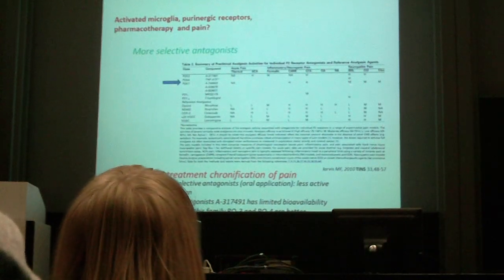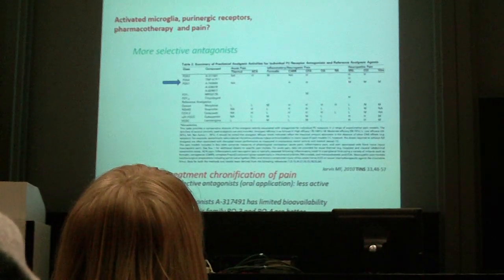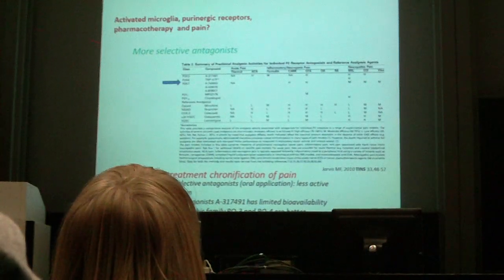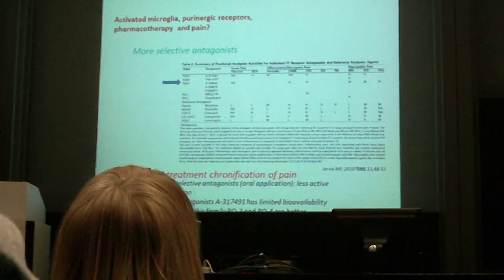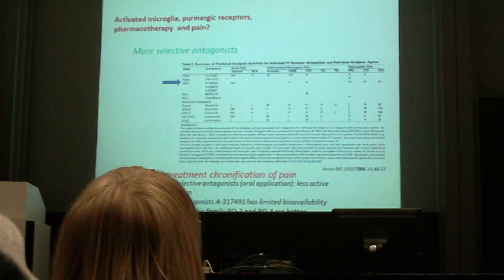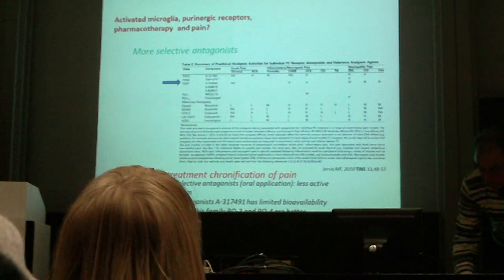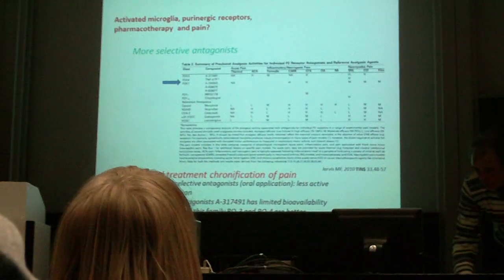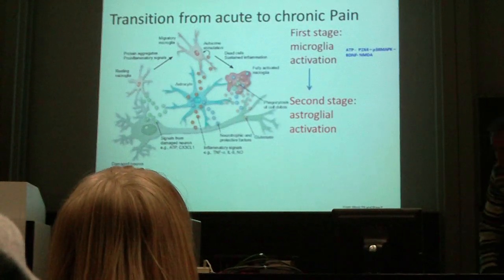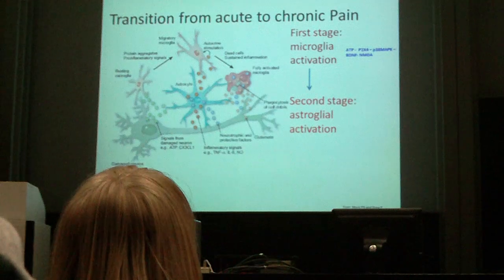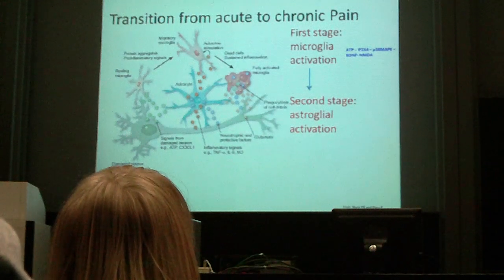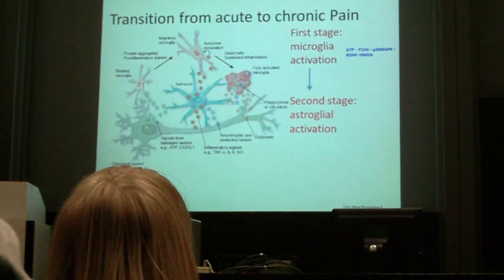Medium effect in the neuropathic models. So not very, very good. From these we don't know yet. But of course, people try to develop these very selective purinergic receptor blockers. But we are not yet there. Let me say that.